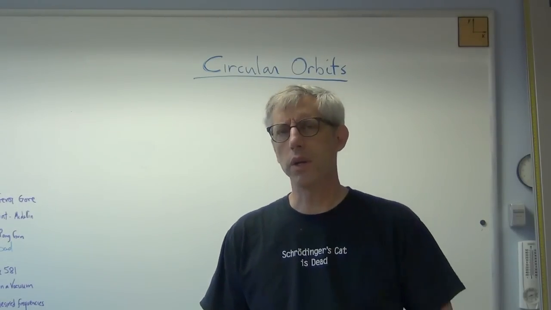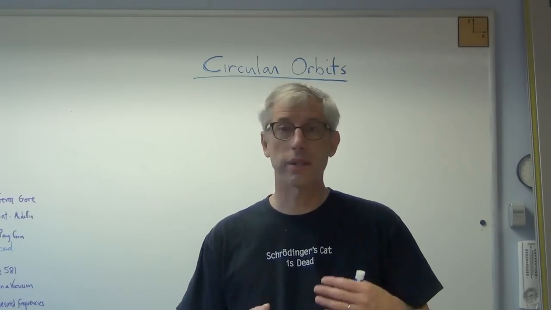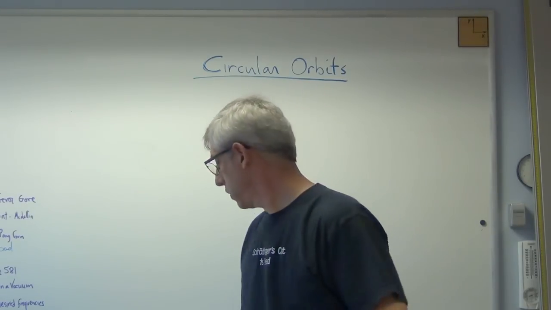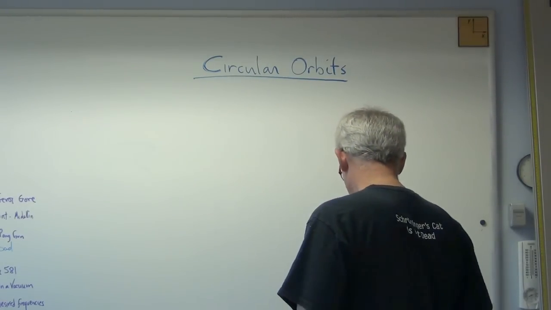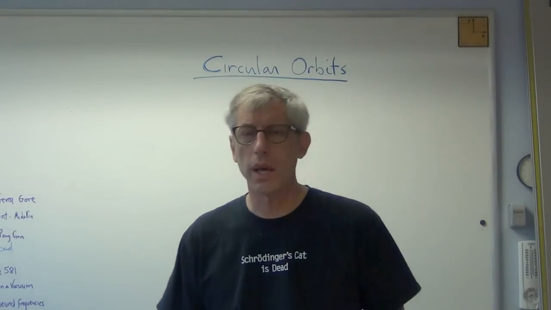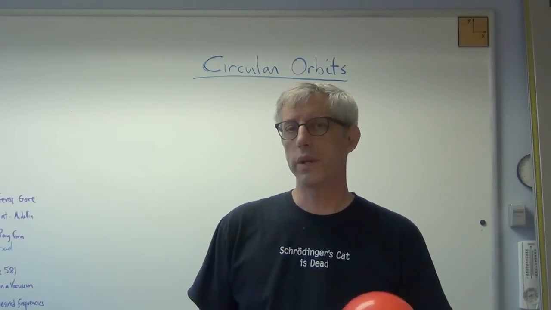Wouldn't it be good if we knew a little bit about the physics of what has to happen in order to get there? So what I want to do is talk about the simplest orbit, a circular orbit, and explain what it takes to get there.